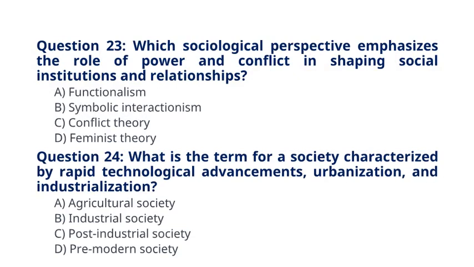A. Functionalism. B. Symbolic interactionism. C. Conflict theory. D. Feminist theory. The correct answer for question 23 is option C. Conflict theory. Question 24. What is the term for a society characterized by rapid technological advancements, urbanization, and industrialization?